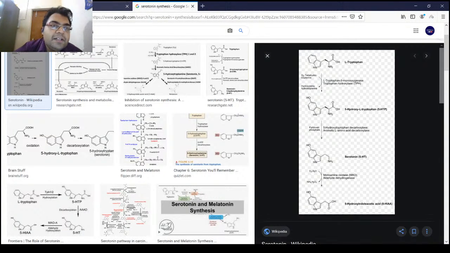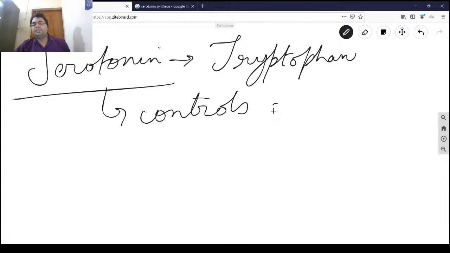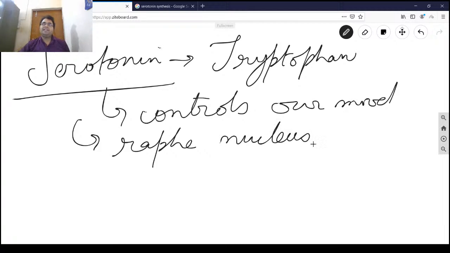So that is how serotonin is produced, and serotonin controls our mood, and is produced by a specific region of the brain known as the raphe nucleus. This is another nucleus, known by the name raphe nucleus.